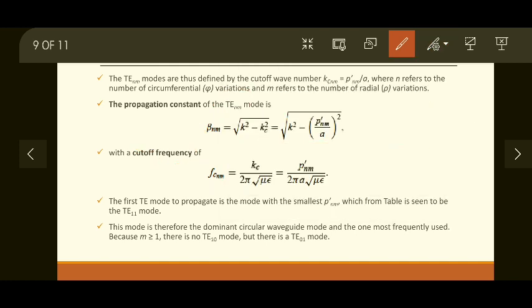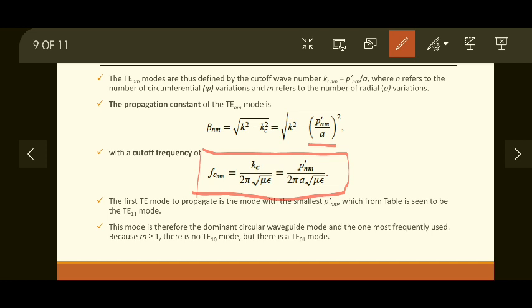Okay, so cutoff frequency, we know that general formula is kc/(2π√(με)). Substitute kc value as p'nm/a. You will get cutoff frequency for circular waveguide. Now if you substitute different values of n and m into this equation, we will get different values which will be shown in the table later on.